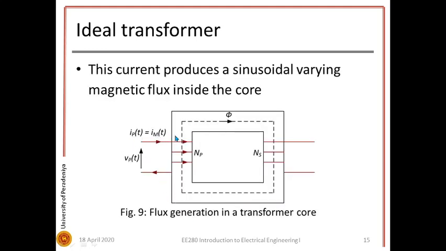You connect the voltage source, and thereby a current is going to flow and produce the flux inside the machine. We usually connect a sinusoidal supply to the primary, therefore the flux inside the core would vary in a sinusoidal manner. When the load is initially disconnected, the primary current, or the supply current, would be equal to the magnetization current.